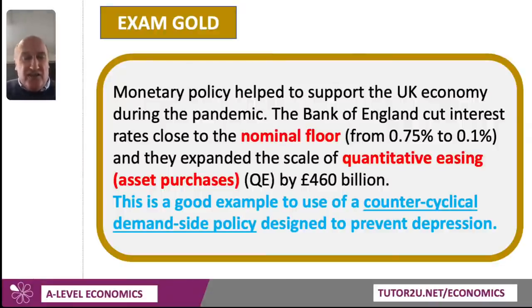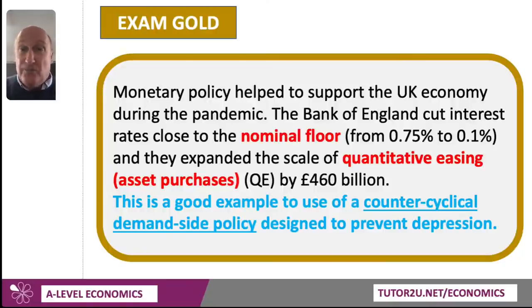So I just think context is important here. We've been through the pandemic. Gosh, we've been through a lot, haven't we? Monetary policy did play a role. Monetary policy did help to support the UK economy during the pandemic. The Bank of England cut interest rates close to the floor. They cut them from 0.75% to 0.1%. Now, some people might say that's a slash in interest rates. It's not. It's less than 1%.